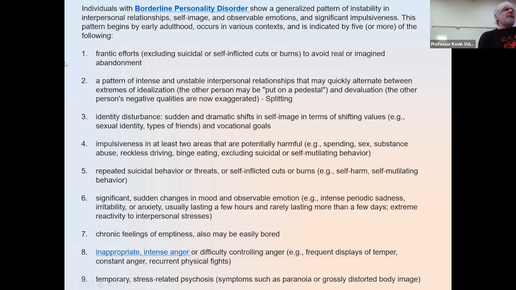Okay, so let's just talk about the main aspects of borderline personality. Sort of get this out of the way. This is just out of the DSM. This is a generalized pattern of instability in interpersonal relationships, self-image, observable emotions, and significant impulsiveness. Pattern begins by early childhood and occurs in various contexts.